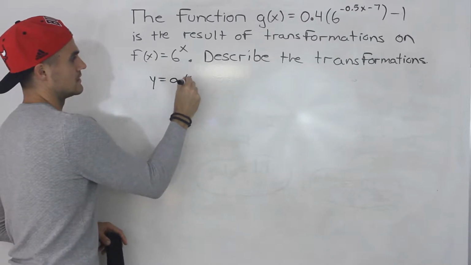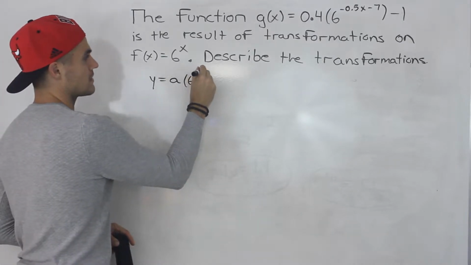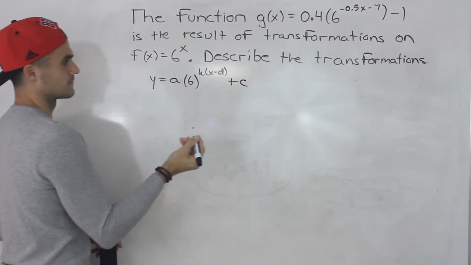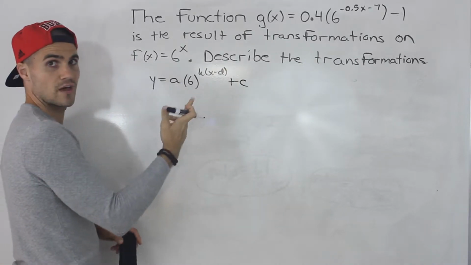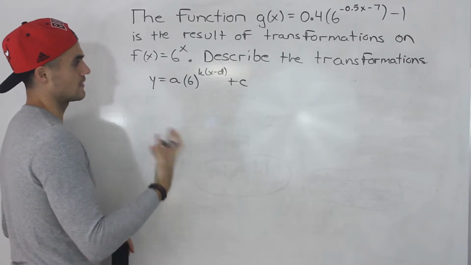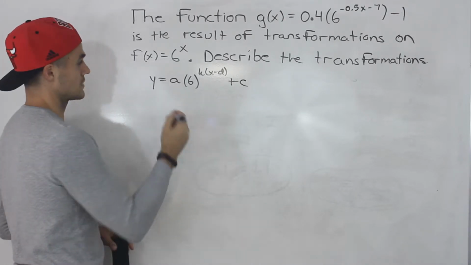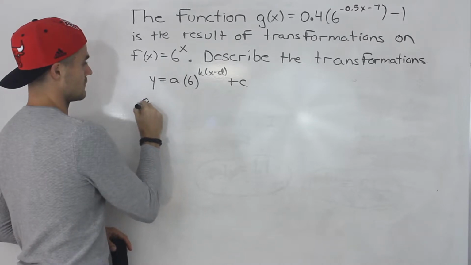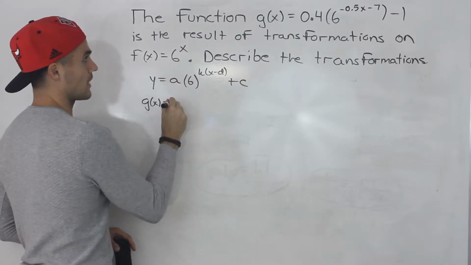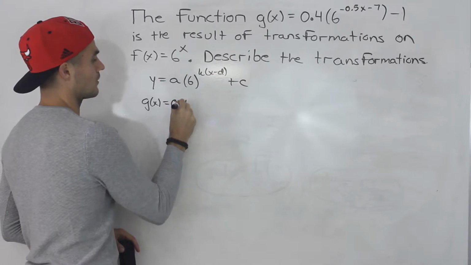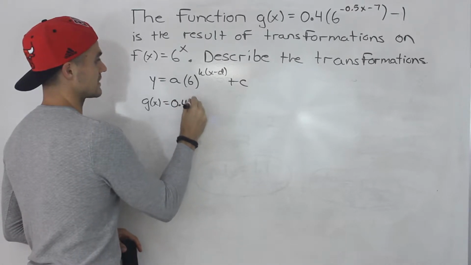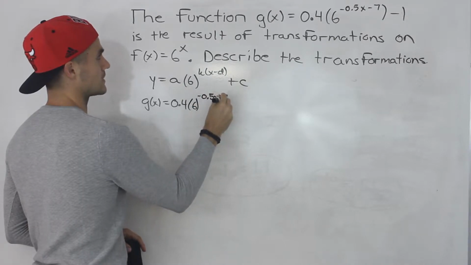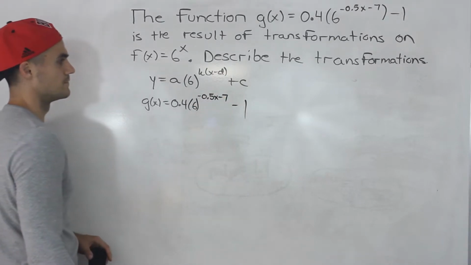A times 6 to the power of k, bracket x minus d, and then plus c. So if we could get the transformation values, the a value, the k value, the d value, the c value, we can then know what the transformations are. So let's write out that function g of x under the general format we have here. So we got 0.4, and then we have 6 to the power of negative 0.5x minus 7, minus 1.